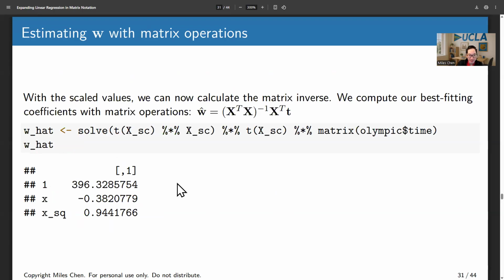And now I can invert this. Okay. I can have X transpose X inverse, X transpose T, and now the computer has no problem solving it. And now I get this, okay? 396.328, negative 0.382. And then just this thing, remember we scaled it down by a factor of kind of 10,000. So the true term is a different order of this, but this is what we have. So we're able to solve this.